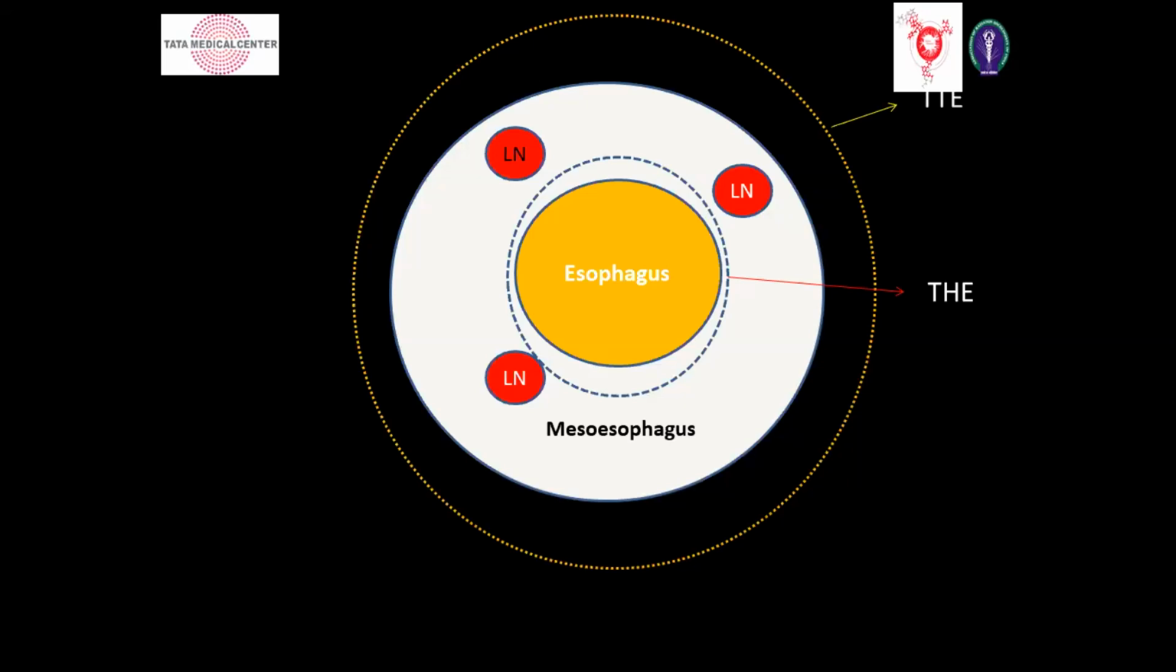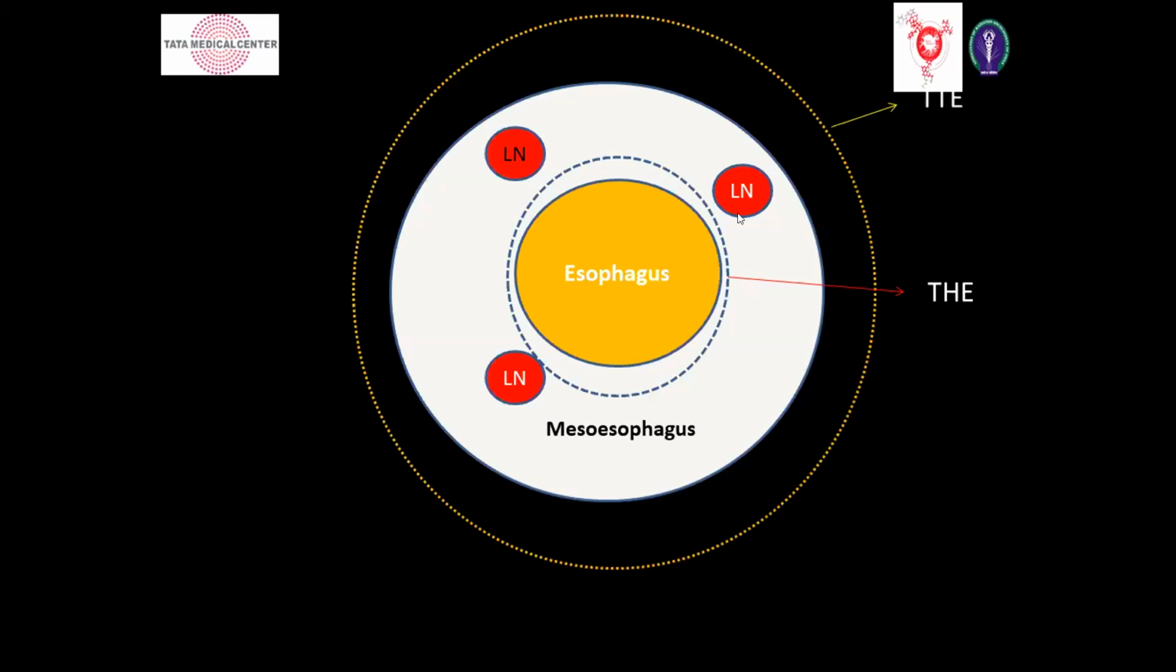And depending on this mesoesophagus and the lymph node bearing tissue, two basic principles of surgery depend. There is transthoracic esophagectomy and transhiatal esophagectomy. The basic principle of transhiatal esophagectomy is that it leaves behind the mesoesophagus and lymph node bearing tissue. It only takes out the esophageal tube. So from this picture it is very clear that this is not an oncologically recommended operation, and there is no role of transhiatal esophagectomy in esophageal cancer.